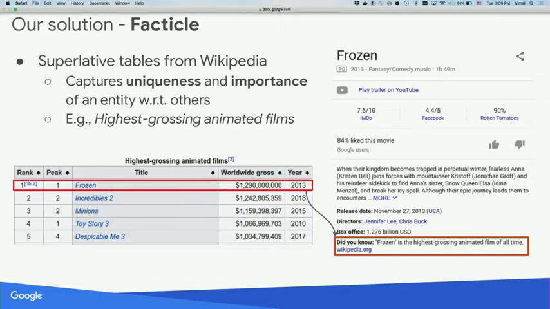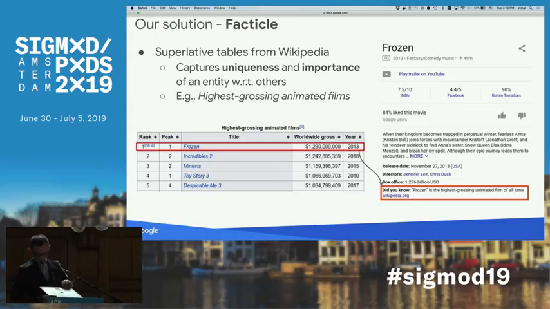So the idea is that we're looking at so-called superlative tables on the web, identifying those tables, and then picking up those entities and translating the rows in those superlative tables into the interesting sentences that you see in the KP. This turns out to be working really well. Here is the highest grossing animated film. This is the Frozen example, and that gets matched, in the simplest case, to the Did You Know example. All right, so next one.